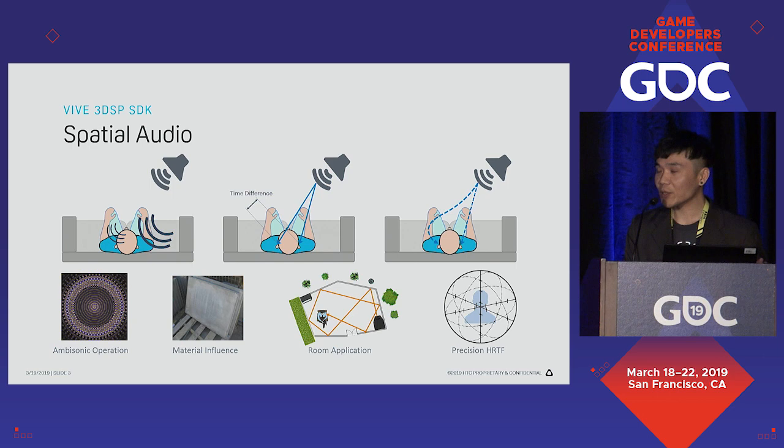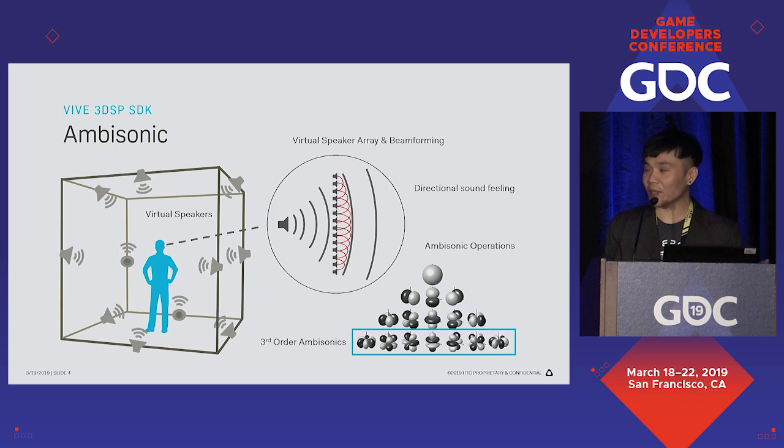Ambisonic has become a very popular topic in recent years. Here, I'll just briefly talk about ambisonic. Like I said above, we spend a lot of effort on HRTF modeling, right? That means there are a lot of virtual speakers in our mathematical model, so it is very easy for us to operate a virtual speaker array and virtual speaker beamforming. And so the directional sound feeding can be presented in this SDK. Actually, this is also what ambisonic operations do.